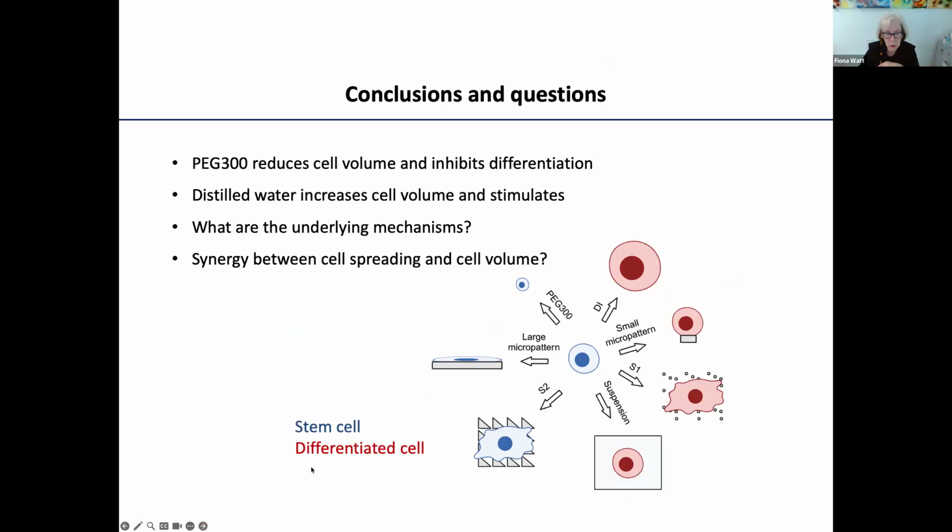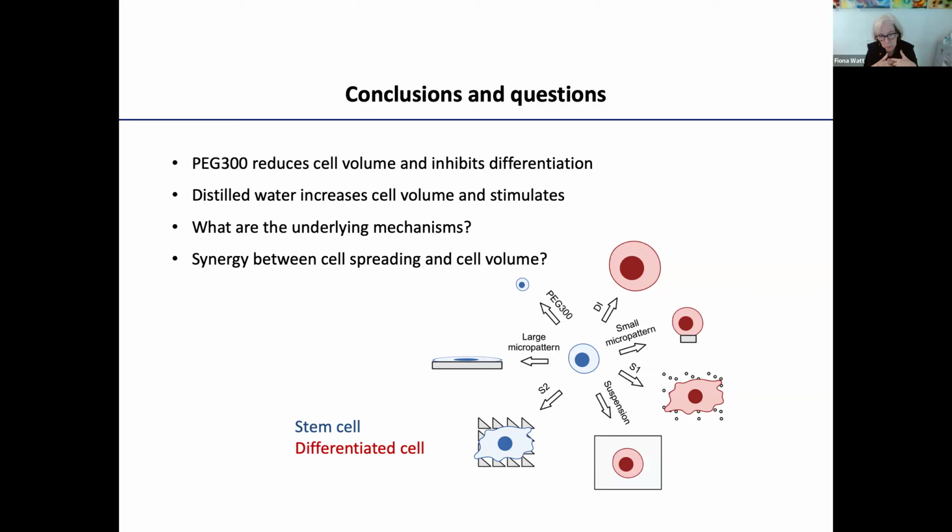So to summarize what I've said, in these experiments that I've shown you, we can see that treating with polyethylene glycol reduces volume and inhibits differentiation, whereas if we add distilled water, we increase cell volume and we stimulate differentiation. We're working actively to try and identify the underlying mechanisms.